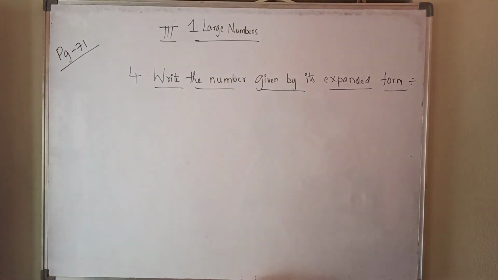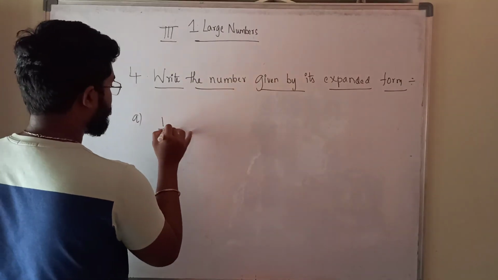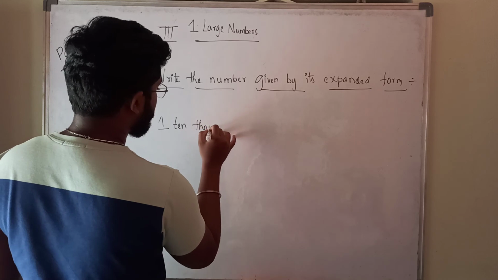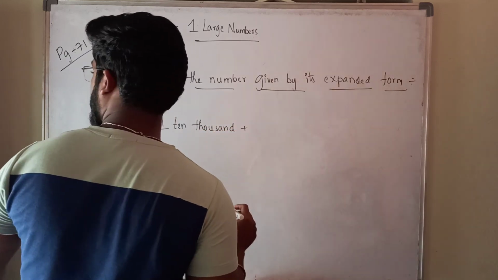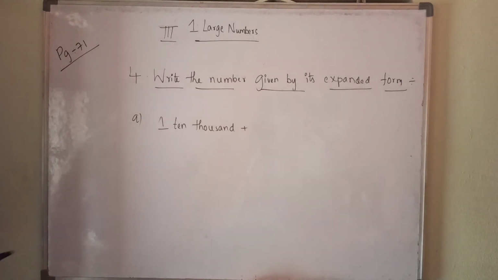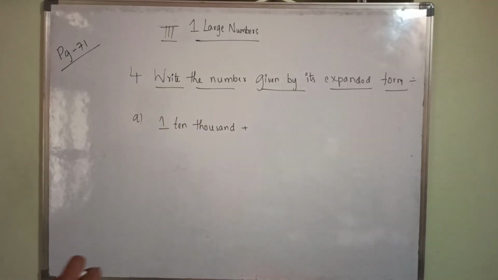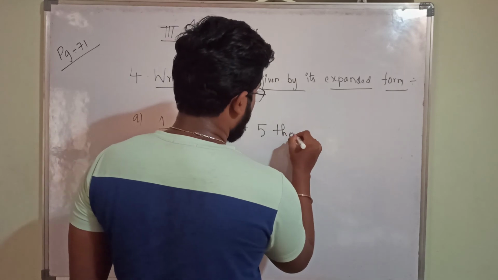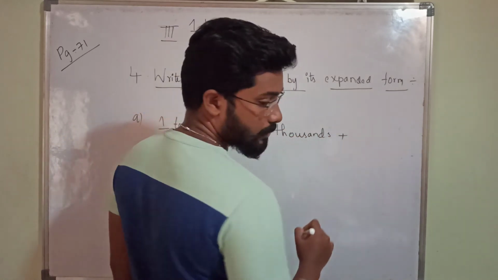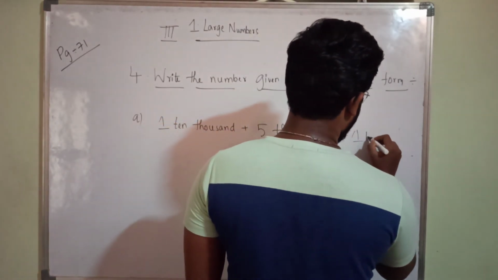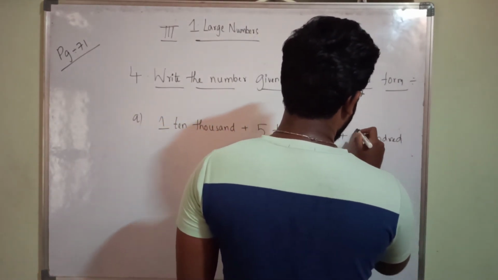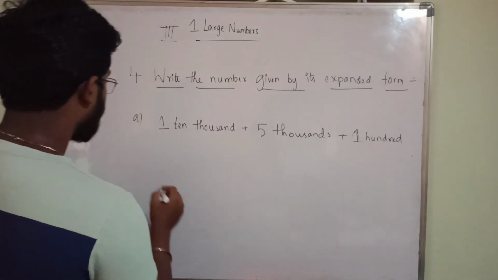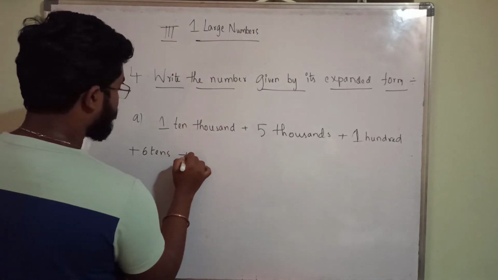Write the number given by its expanded form. First question is: 1 ten-thousand plus 5 thousands plus 1 hundred plus 6 tens plus 4 ones.